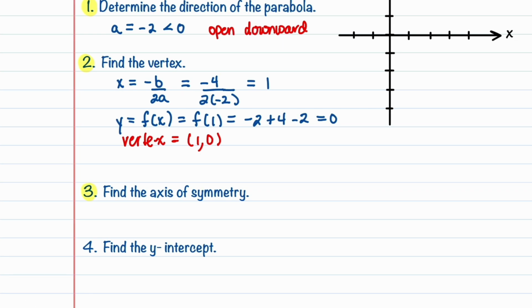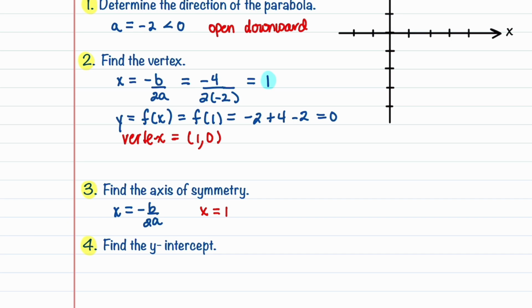Now we can write down what the axis of symmetry is. That again is x is equal to minus b over 2a. We've already calculated that. Let me go ahead and highlight that. That was right here. So we can just write down that our axis of symmetry is x is equal to 1. We'll now find the y-intercept.